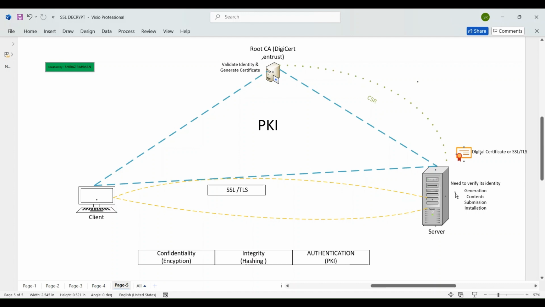There are 4 or 5 steps in this process. The first is generation of the public key and private key. When a server wants a digital server certificate signed by the root CA, it has to generate a public key and a private key. Public key, PK, plus private key, PVK.